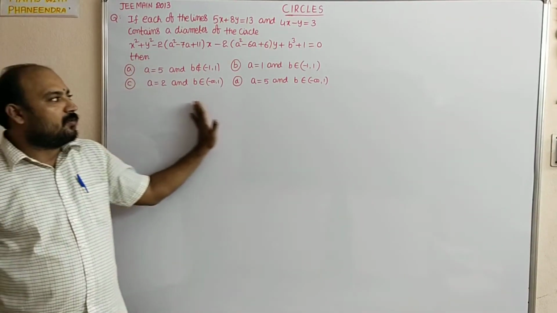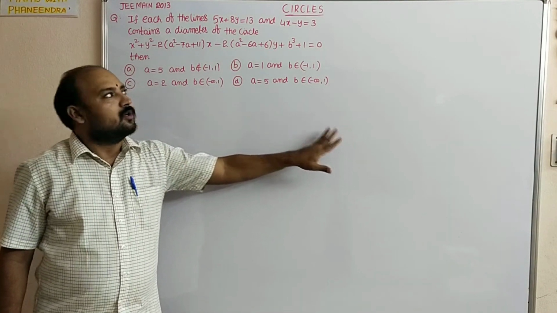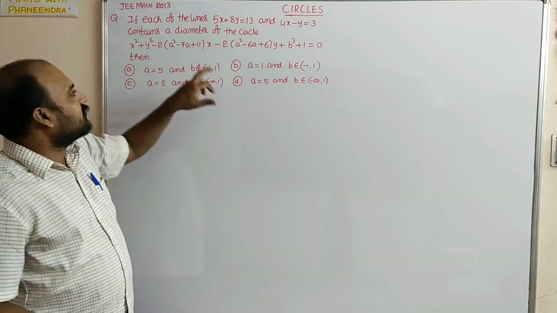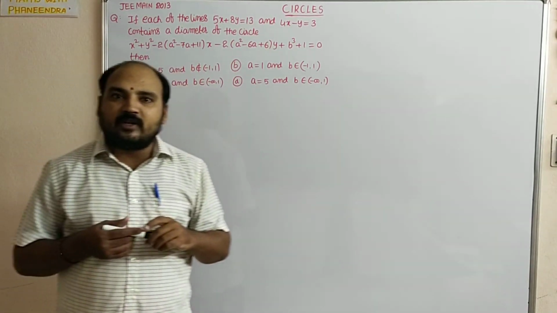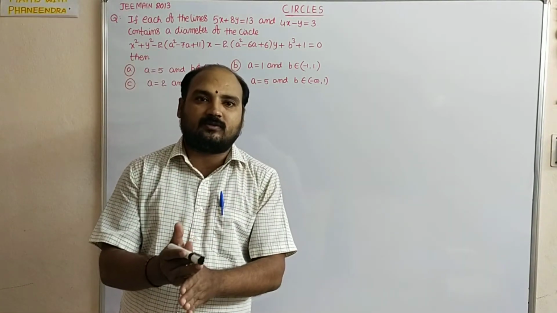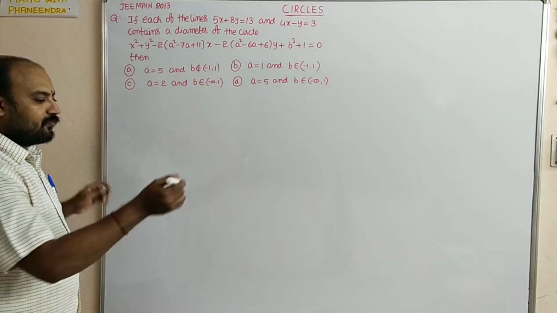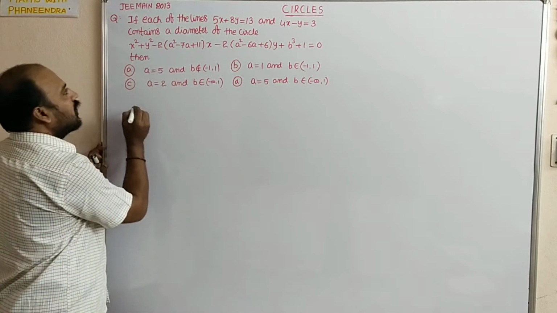Then these are the possibilities. These two are the lines representing the diameter of the circle. So the point of intersection of the diameters is the center of the circle. So first we have to solve the two equations of the diameters.